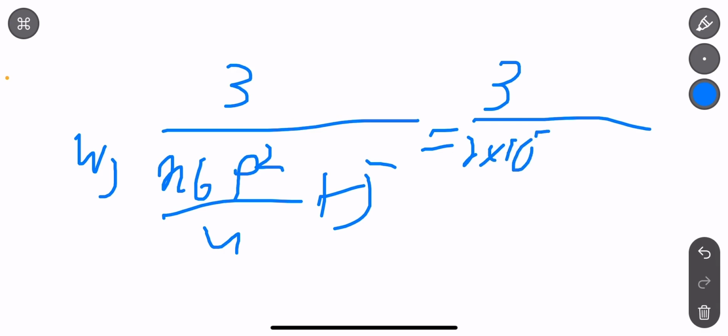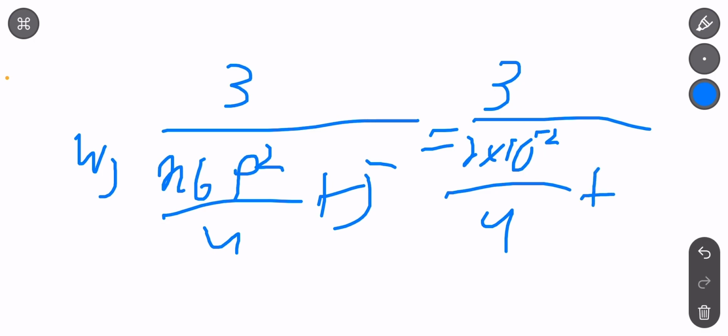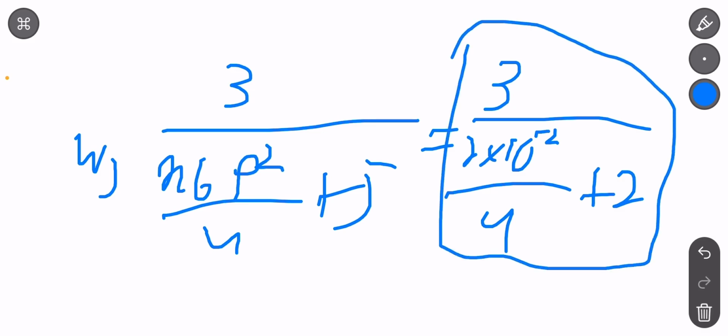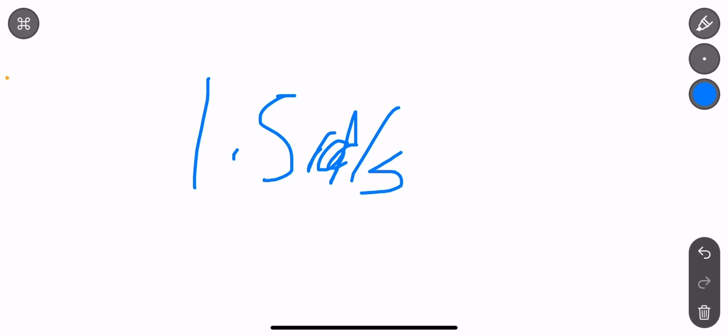2 times 10 to the negative 2 that we solved above. I showed you that we got the kilogram above, over 4, and then plus 2. So now we have essentially all the numbers we need. This is the equation that we're going to use. After you simplify it, the answer you're going to get is 1.5 rad per second, because after you use the equation, you realize that's how it's going to break down. So just to show again, this was the equation we worked into.